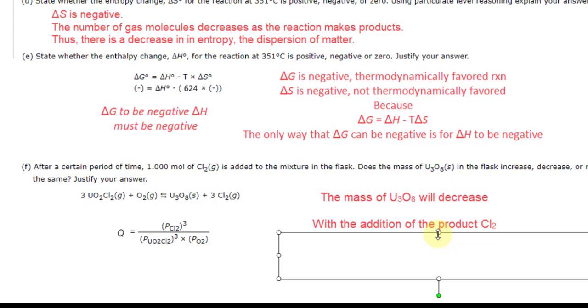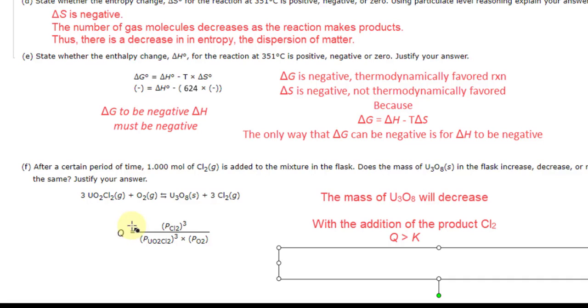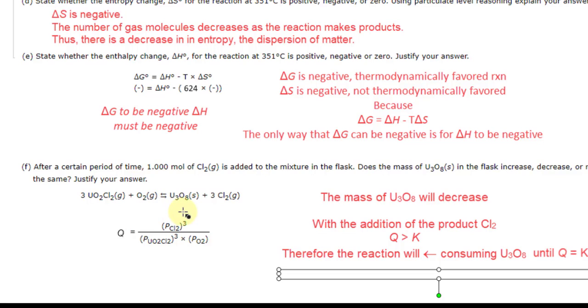With the addition of the Cl2, okay, we've increased the Cl2. Our reaction quotient is larger than K. This number gets bigger, and it's not equal to the constant that it should be at equilibrium. So, therefore, the reaction has got to get rid of some of this chlorine and consume some of the U3O8. Even though U3O8 isn't in the equation, it has to be used up, because if the chlorine is decreased, it's got to take the U3O8, the triuranium octaoxide, with it. So look at the equation.